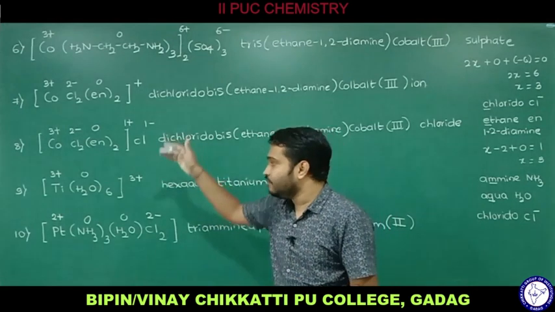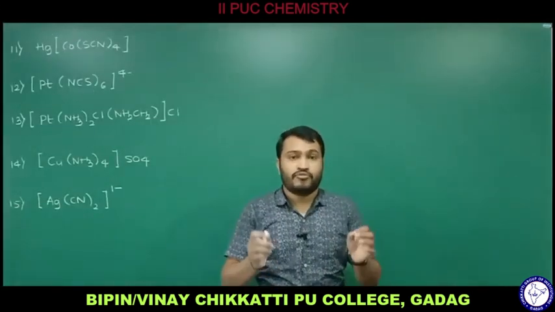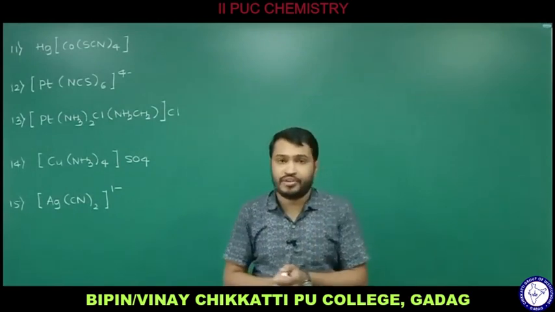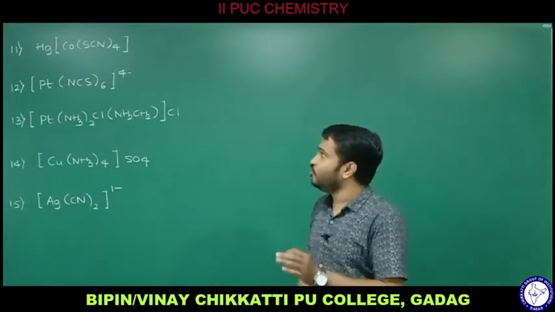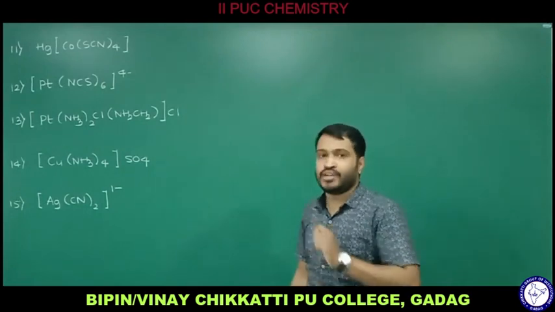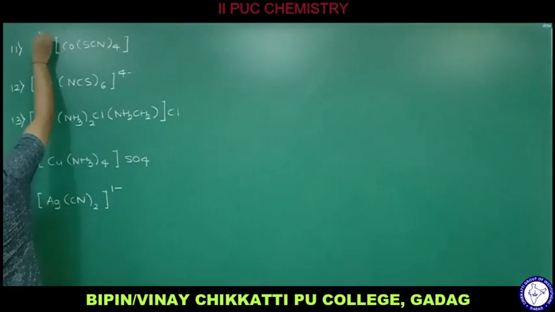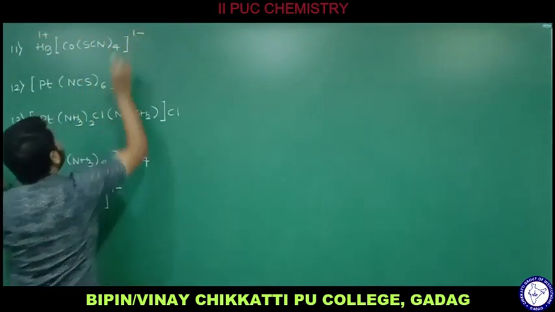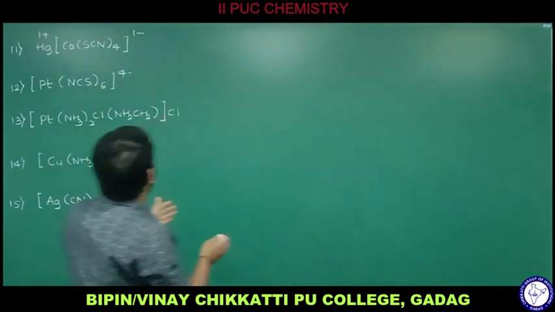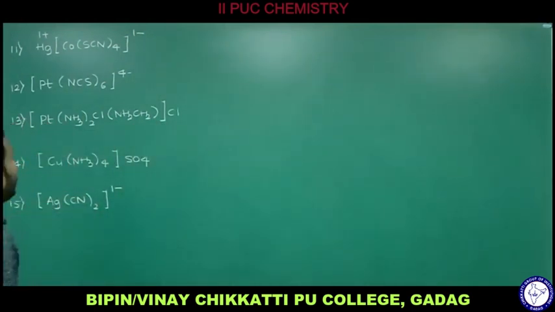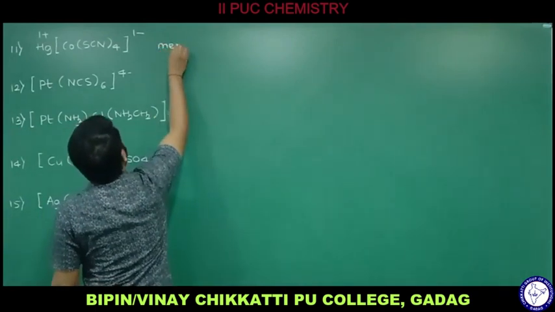These are the remaining 5 examples, totally 10 examples we discussed. 5 more examples, 11 to 15. In the 11th example you see, Hg(Co)(SCN)4. What kind of complex is it? Hg 1 plus, coordination sphere 1 minus, anionic complex it is. So for an anionic complex, the name of the cation is going to be the first name. So therefore, mercury.